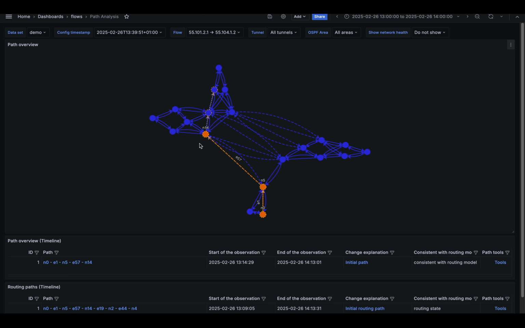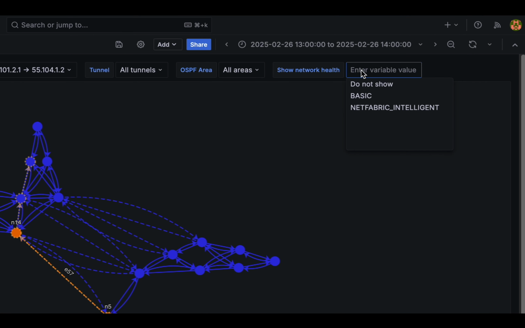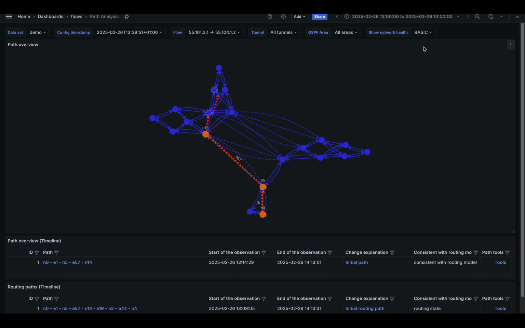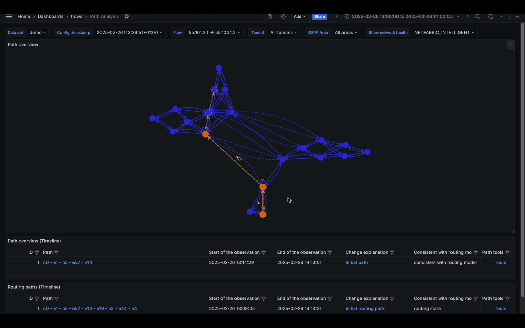First, we assess the status of the link. To determine whether the link is functioning correctly, we utilize NetFabric's Link Health tool, which is explored in more detail in a separate video linked below. Activating the basic health check, we identify several unhealthy links. But switching over to the intelligent analysis, we correct the previous findings and observe no unhealthy links along our path, allowing us to rule out failing links as the cause of the unreachable services.